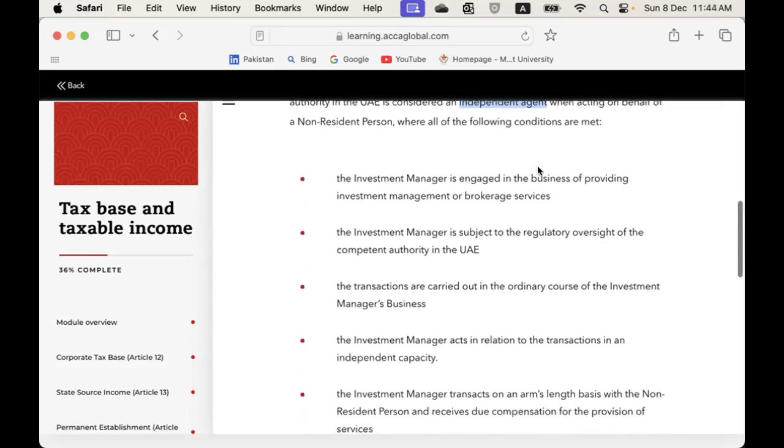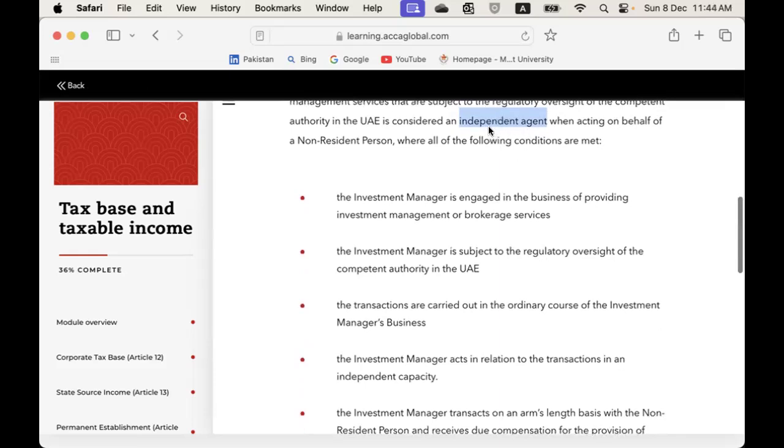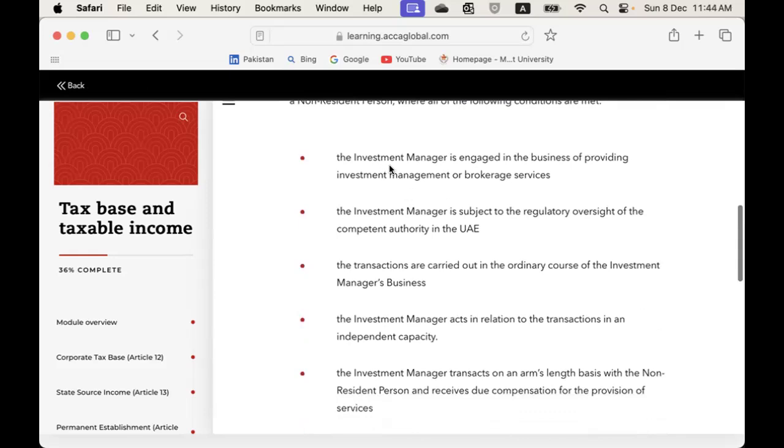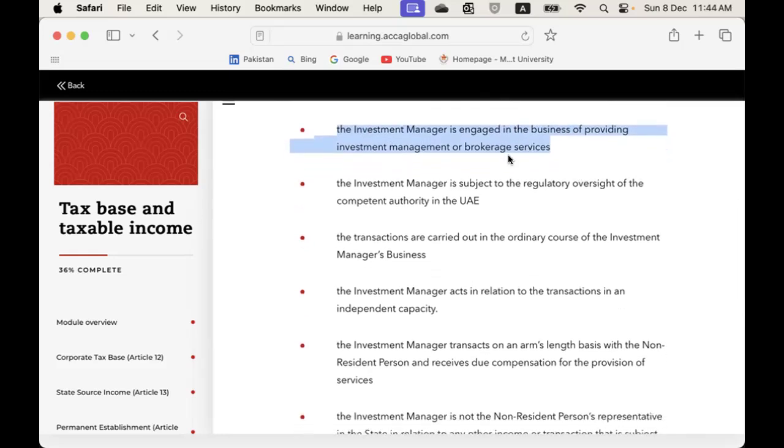Where all of the following conditions are met. So in order to ensure that the agent is an independent agent, these conditions need to be met. Number one, the investment manager is engaged in the business of providing investment management and brokerage services. How will this be evidenced, guys? Come on, easy question. They will have a trade license, right? Simple answer. They should have a trade license for this investment management.